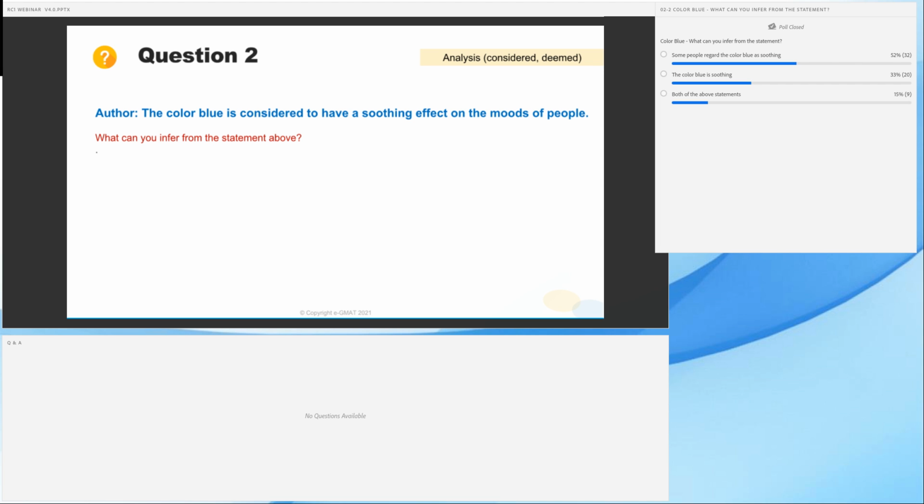Now, this is the simplest way to understand what can be inferred and what cannot be inferred. So what's going on over here is you're given a passage. The color blue is considered to have a soothing effect on moods of people. Okay, based on this, the question is, what can you infer? What the author is telling you is that some people consider color blue soothing. So the author is not saying the color blue has a soothing effect on moods of people, only that some people consider it soothing. That's not what the author believes, but he's merely someone who's communicating information to you. Can you see that? Oh, let me put in my short answer poll over here.